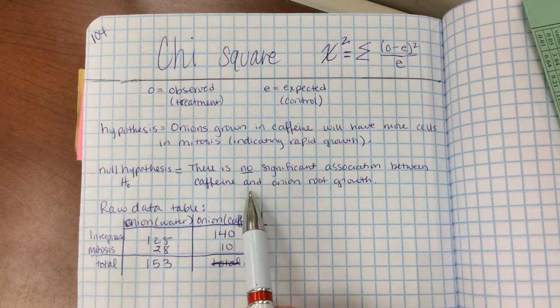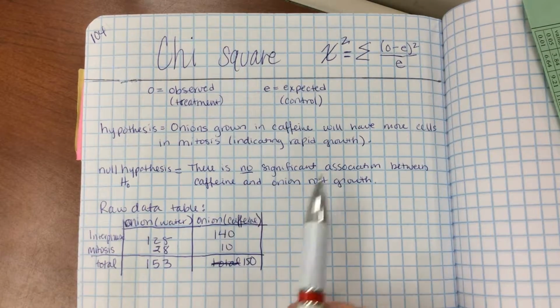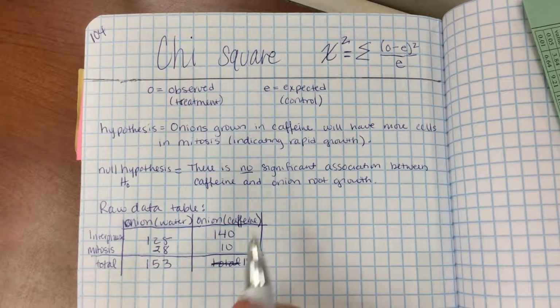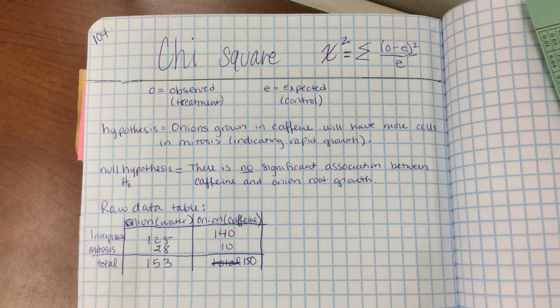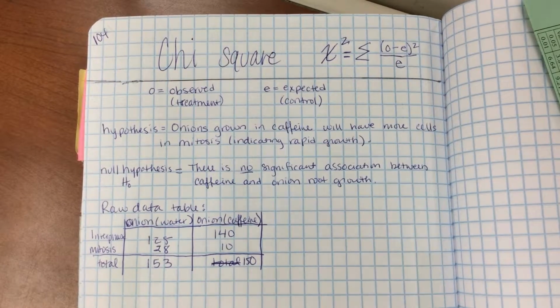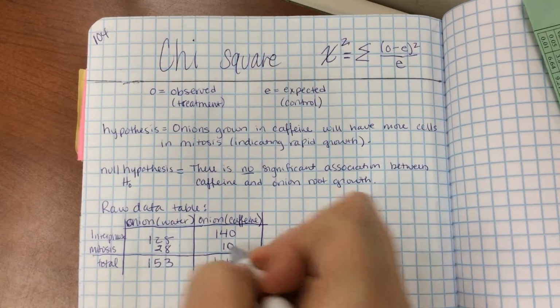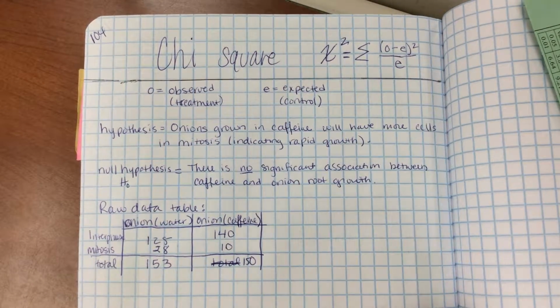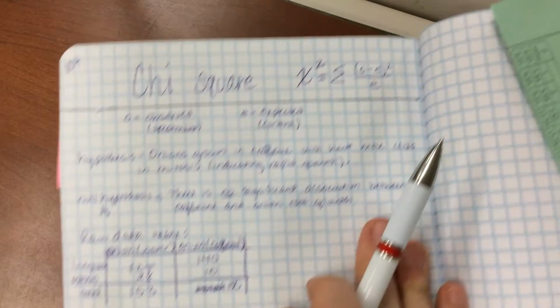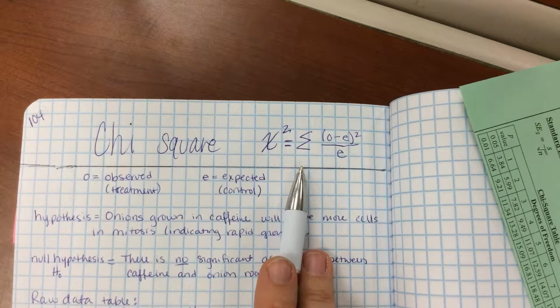But we're going to look at this null hypothesis. We're going to run this chi-square test, and we're going to determine if there is statistically a difference. It looks like visually there is a difference, but we're going to determine it statistically. So this formula up here looks really scary.